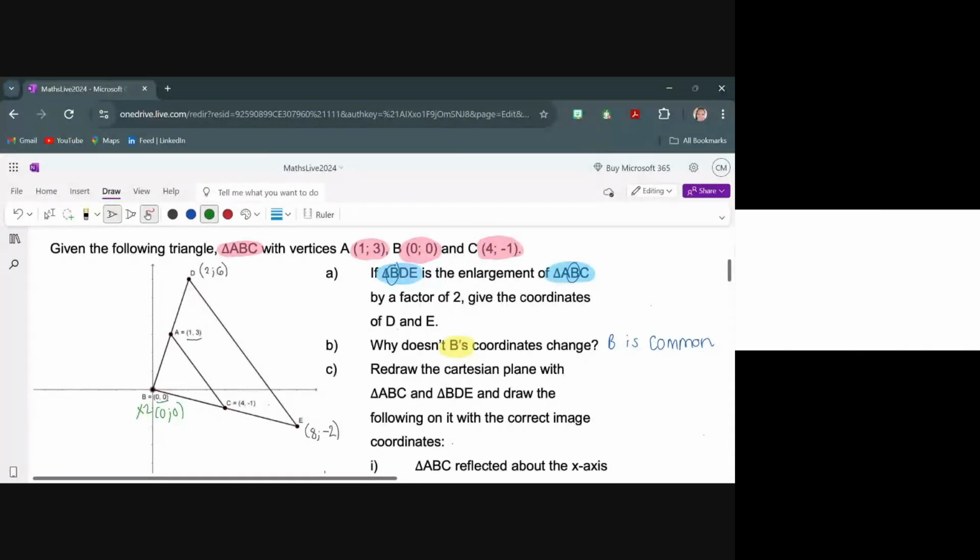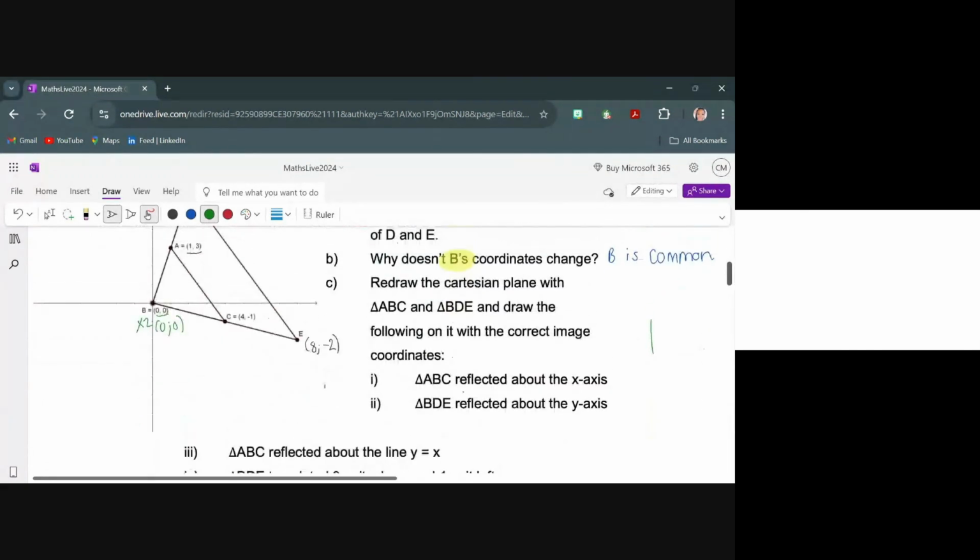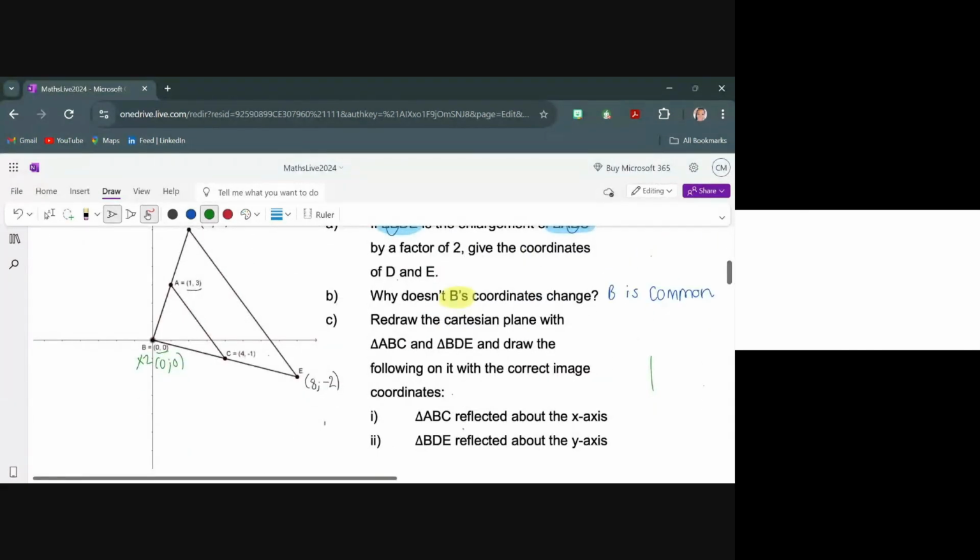All right, so now here is your job. I'm going to stop talking for a few seconds and give you a chance to do some work. Instead of having to listen to my voice, here's some work for you. You're going to redraw the Cartesian plane with triangle ABC and triangle BDE and draw the following on it.